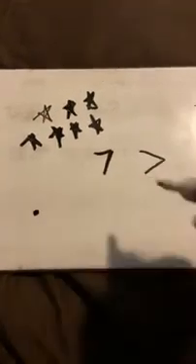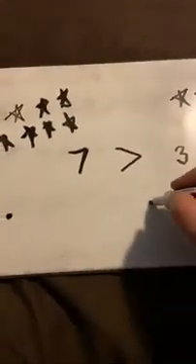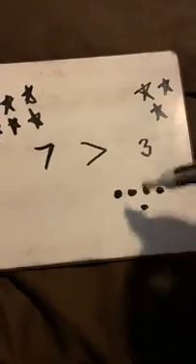Let's try another one. Here we go. I'm going to use circles this time. There's one. How many do I have over here? Okay, now let's look over here. All right, how many do I have here? I have 1. How many do I have here? 1, 2, 3, 4, 5.